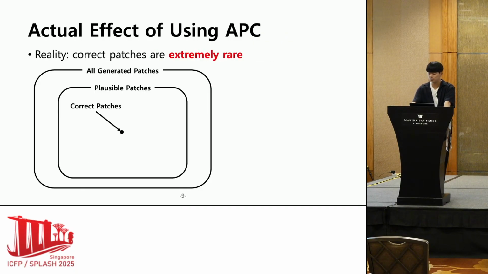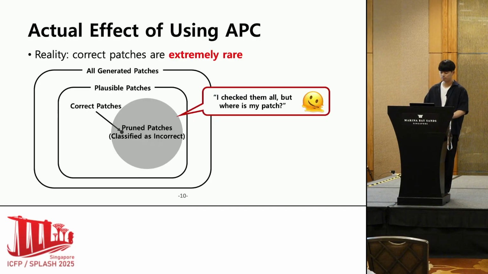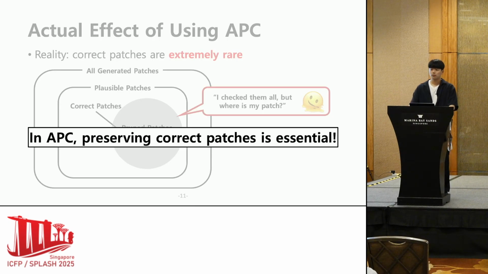However, in practice, the number of correct patches is extremely small, even smaller than this tiny dot. So in this case, if the classifier makes a small mistake, it can easily prune out all the correct patches, and the APR will fail to find the right fix. So the key point is that in APC, preserving the correct patches is essential. If not, it can actually reduce the performance of APR.